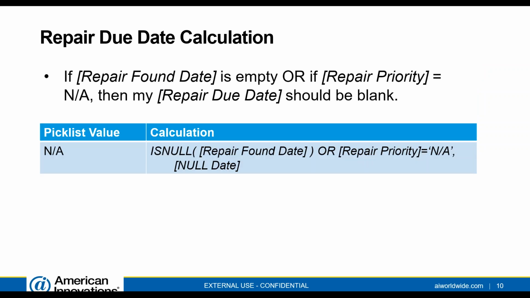All right. So at the top here, I wrote out my calculation in just plain text. The first thing that we're always going to do is check for nulls. So if my repair found date is empty, which means it is null, or if my priority is not applicable, then my repair due date should be blank. When I say if repair found date is empty, what that means is if there is no repair, if there's no record, it is going to spit out a blank value.